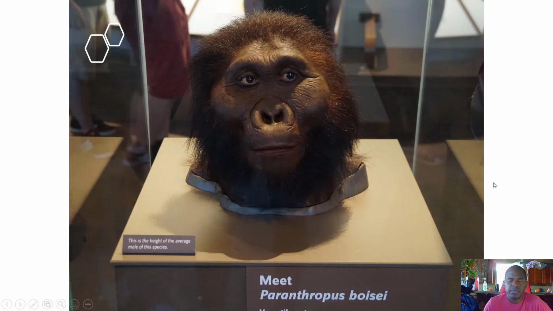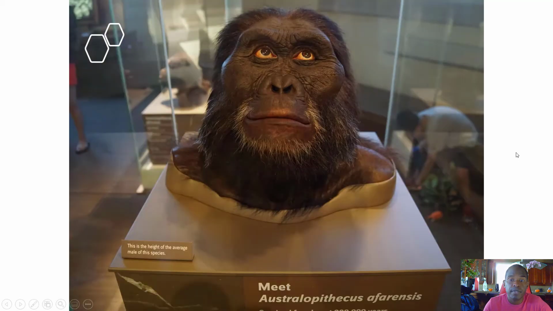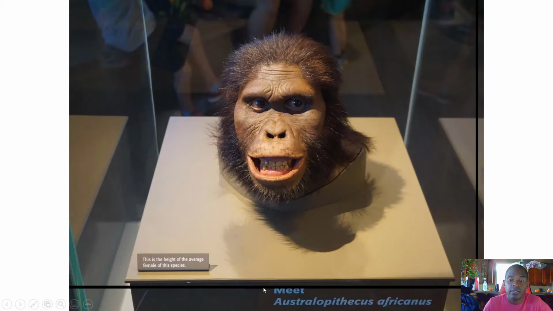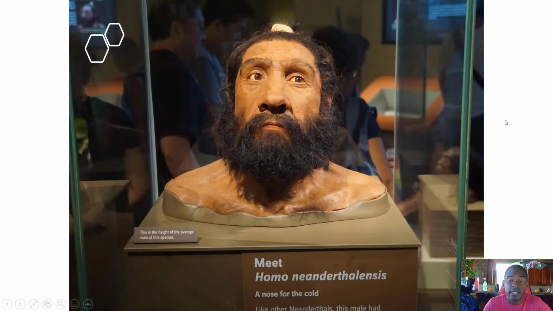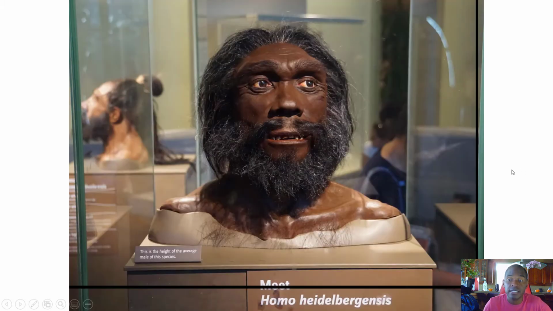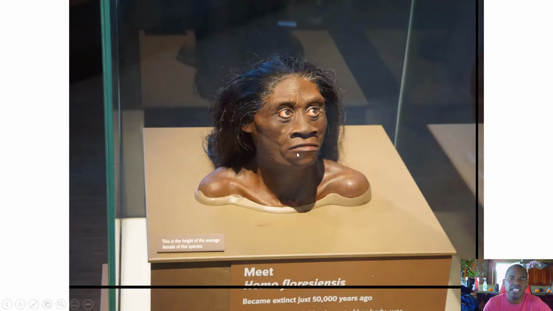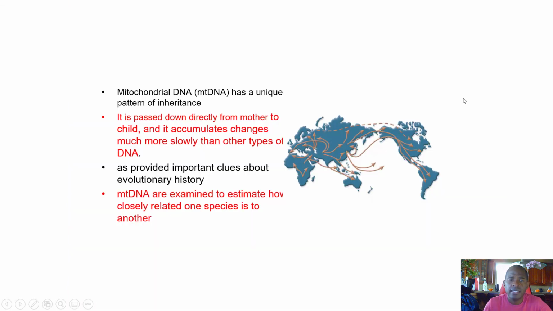One of the last times I went there was in 2018, and they have this very interesting hominid collection. So they show these hominids. Here's Paranthropus. Here is Australopithecus afarensis, another Australopithecus, Homo erectus, Homo neanderthalis, Homo heidelbergensis, Homo florensis, which is its own little thing. This is called like a hobbit or something like that. It lives on a little island. And of course, we're Homo sapiens. There are many different hominids.